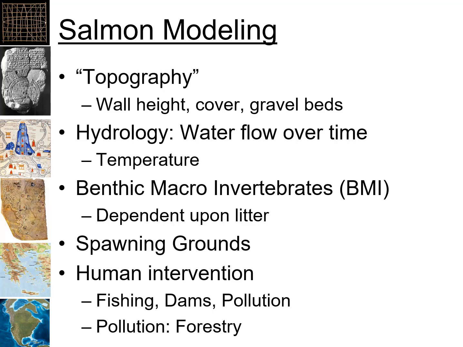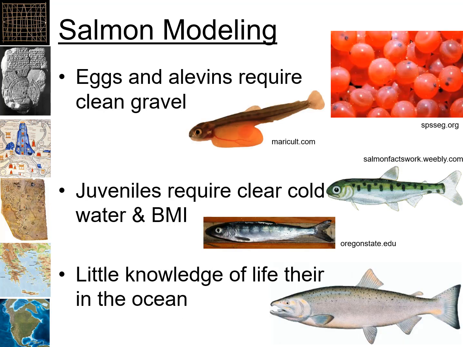And then there's the spawning grounds. And then human interaction, of course, is huge and has caused the decline of salmon to where they're 2 to 5% of what they used to be, largely because of human interaction, especially forestry and dams.